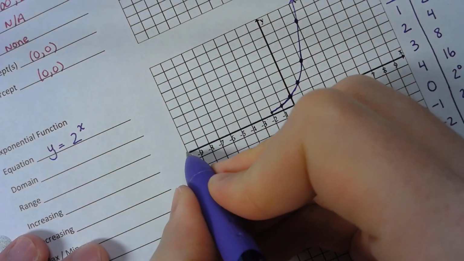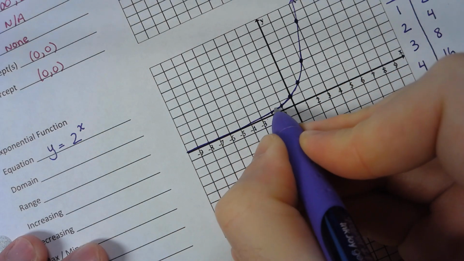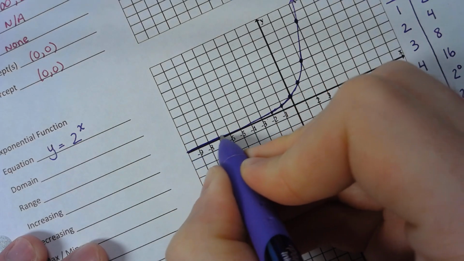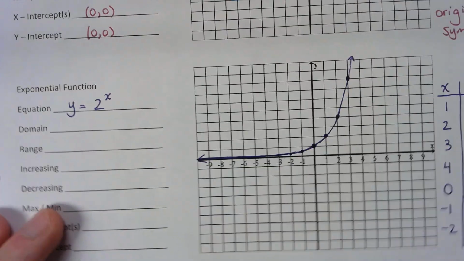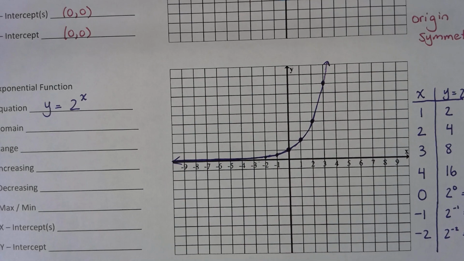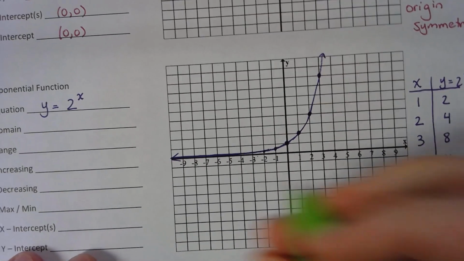And it's going to follow the x-axis on the left side of the graph. Something kind of like this. All right, so that's their exponential function. And so we've talked about how it gets closer and closer to the x-axis but never quite gets there.